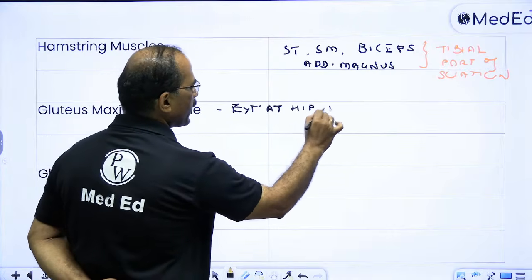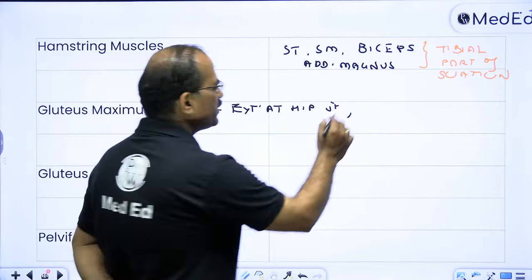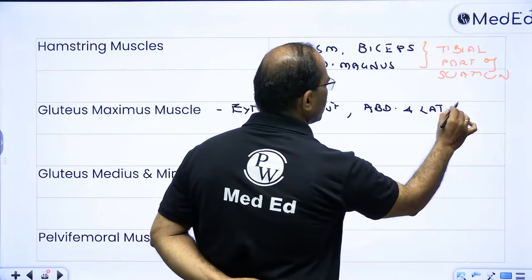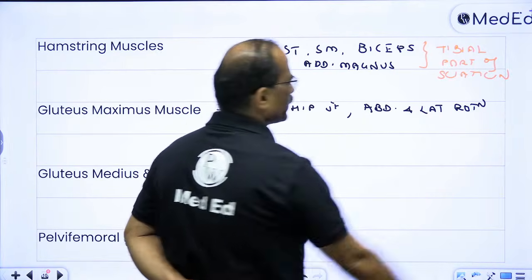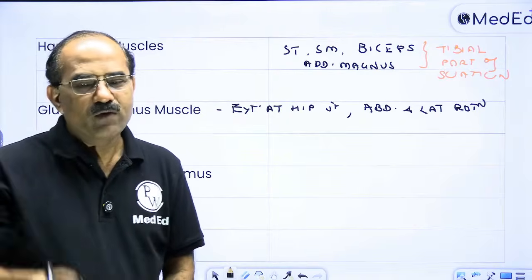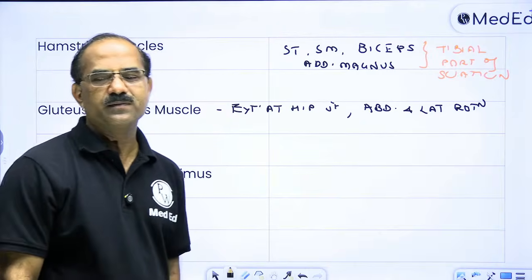That's the main action. The second action is abduction and lateral rotation at the hip joint. Remember, but what is its main action? Extension at the hip joint. It is not flexion, not knee flexion, children.